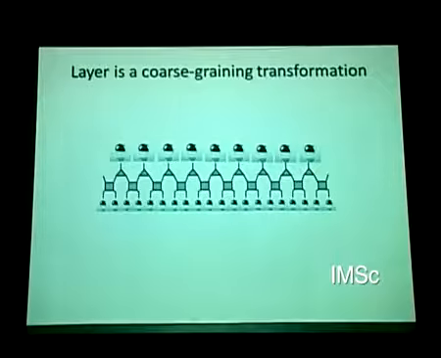So you give any input at the top, then the circuit will give you, with some probability amplitude, various outputs.